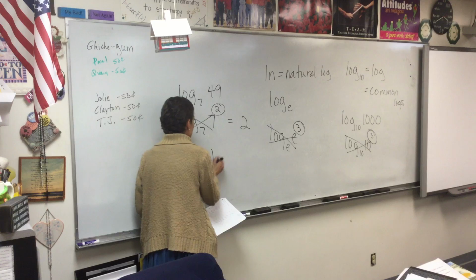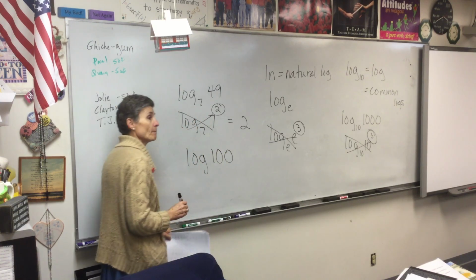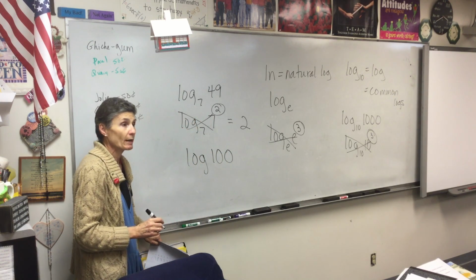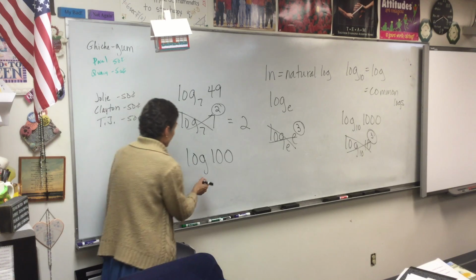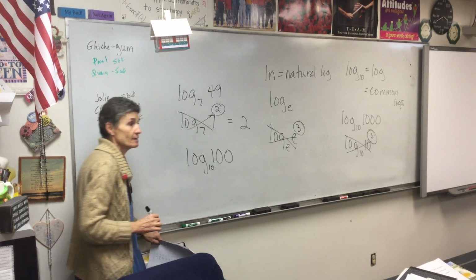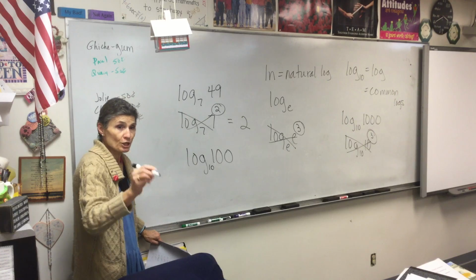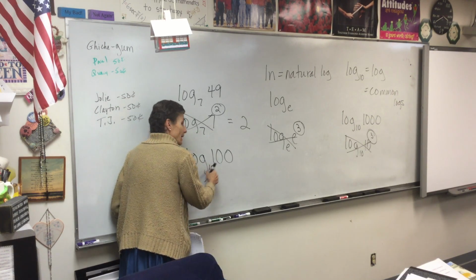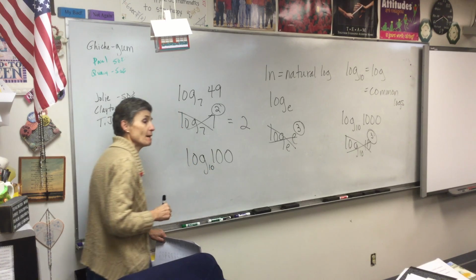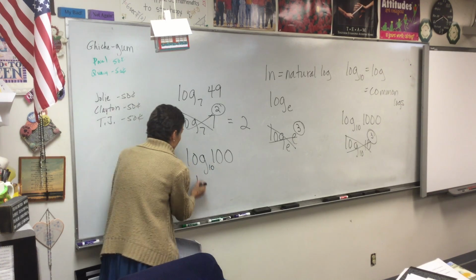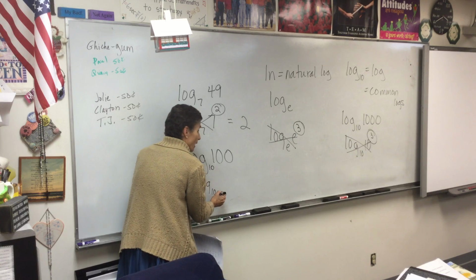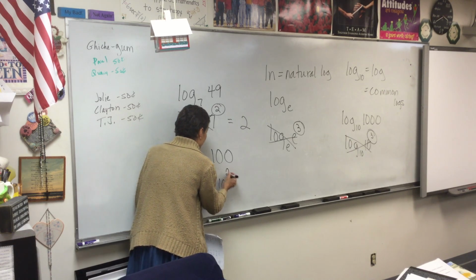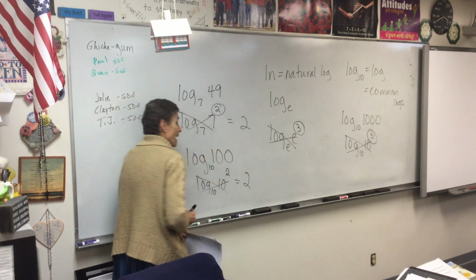The log of 100. Okay, remember, no calculator, so you gotta be able to figure this out. First of all, the base on that is 10. LOG is always base 10. These do not cancel until you make them the same. So log base 10 of 10 squared.